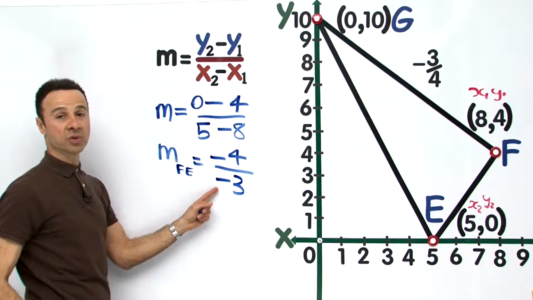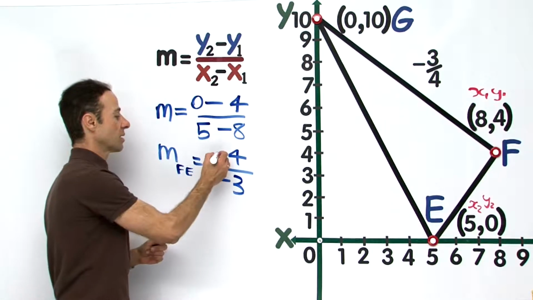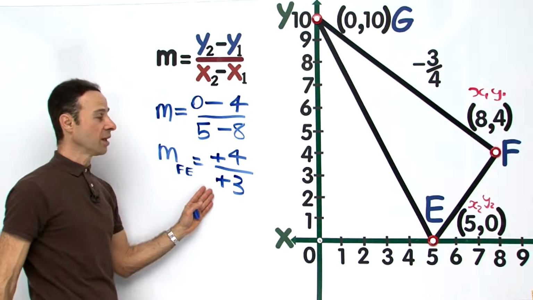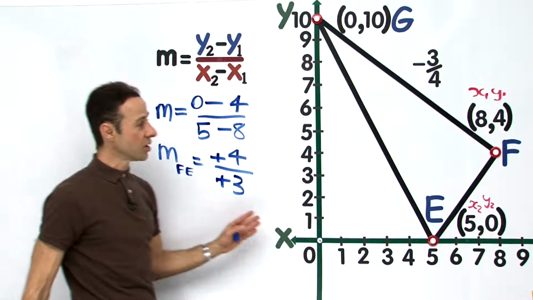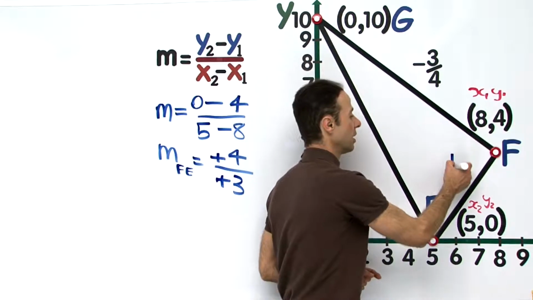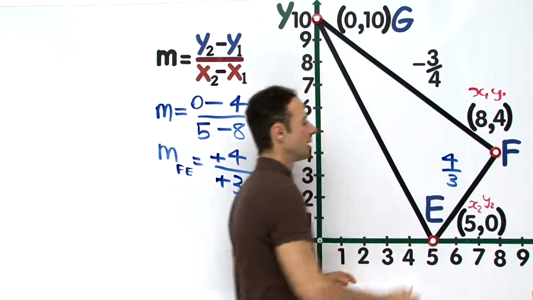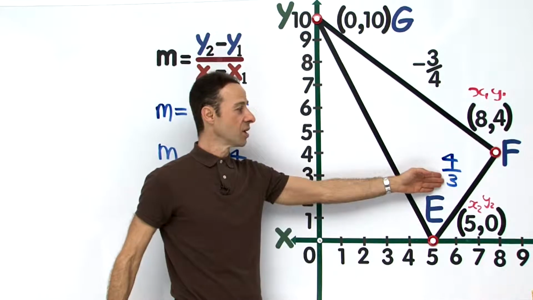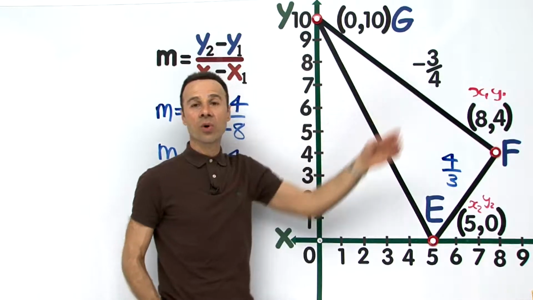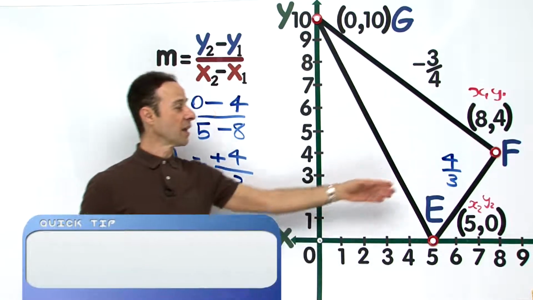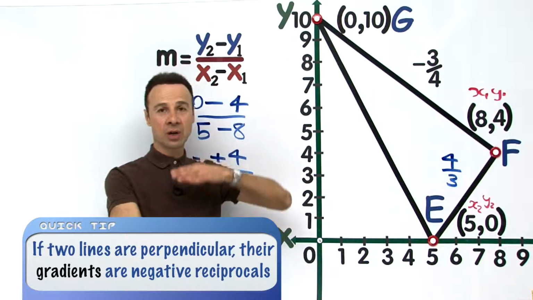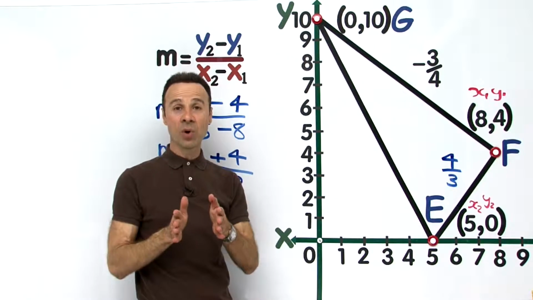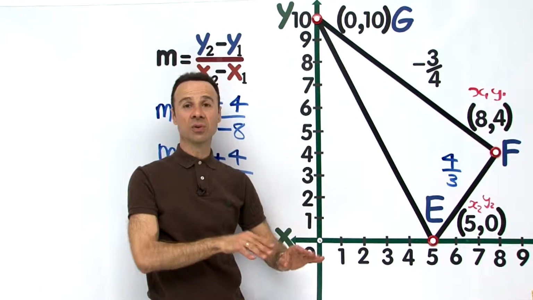Now we can cancel the two negatives and make them positive. So that's a positive there, positive there. So our gradient essentially for FE is 4 over 3. So FE is 4 over 3, let me write it in here, 4 over 3. Now is that perpendicular? Well, it looks perpendicular because this is the negative reciprocal of that. What does that mean again? Negative reciprocals is if you have a gradient, you turn it upside down and change the sign. In other words, m1 equals negative 1 over m2.